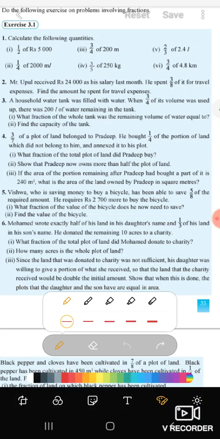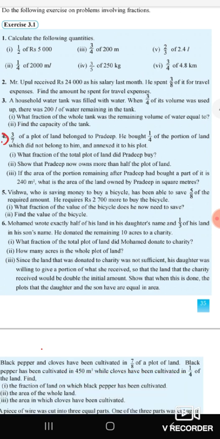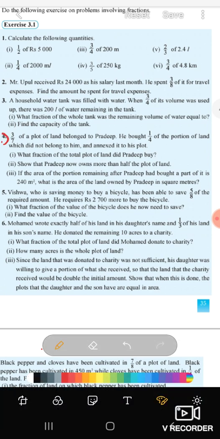So I was asking you to answer the fourth question in it. Some of you had done it, and some of you were asking me for the explanation. So the fourth one says 3/7 of a plot of land belongs to Pradeep.